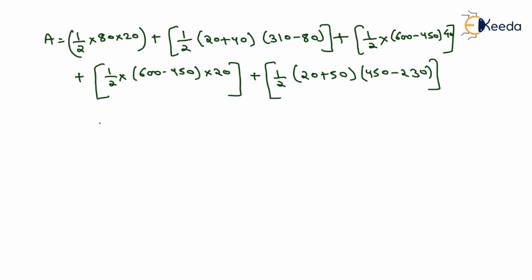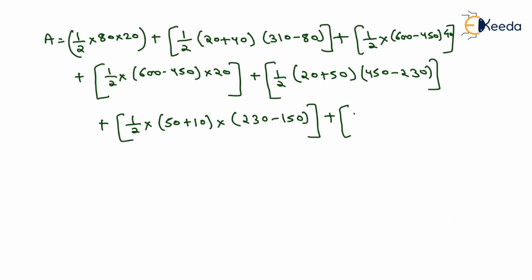Similarly area of sixth portion can be represented as half of sum of parallel side, that is 50 plus 10 into base will be equivalent to 230 minus 150 plus area of seventh and the last portion, which is triangular in shape, and its area will be equals to half into base will be equivalent to 150 and height will be equals to 10. After addition of all these areas you will get total area as 25850 meter square. That will be the total area according to the cross staff surveying.